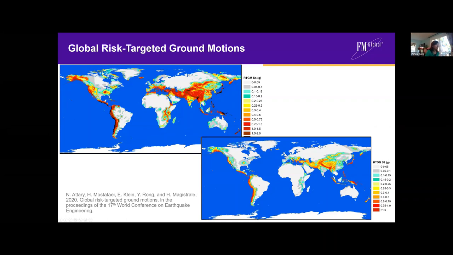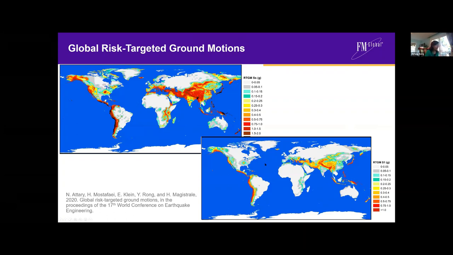By the way, risk targeted ground motion, what's the difference from fixed-year ground motion? This one considers the targeted risk instead of a uniform hazard.